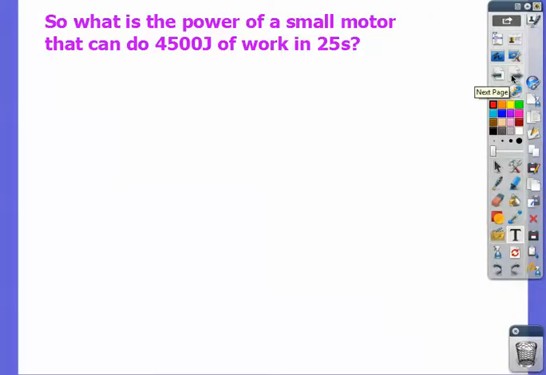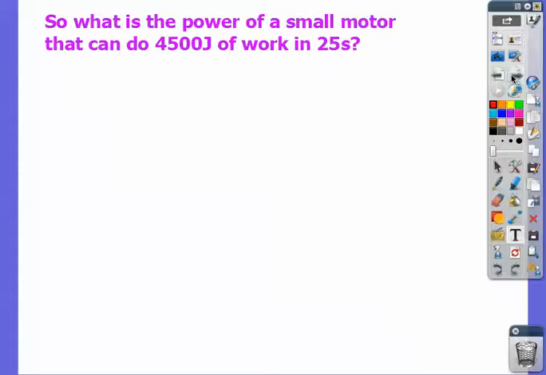Now, you had a couple of questions here on the right-hand side of your notes page that you should take a look at. The first: what is the power of a small motor that can do 4,500 joules worth of work in 25 seconds? So take a second, pause the video, complete this question, and we'll come back and take a look.